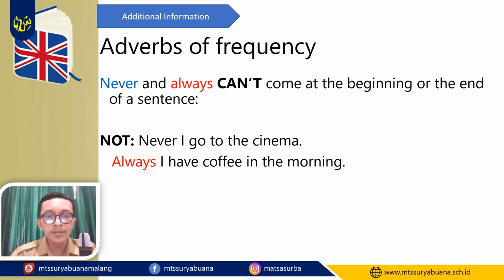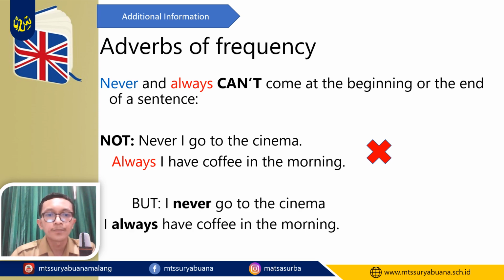Yeah, here the examples. Never go to the cinema. Always I have coffee in the morning. These two sentences are wrong. Okay, these are the correct sentences. I never go to the cinema. I always have coffee in the morning.